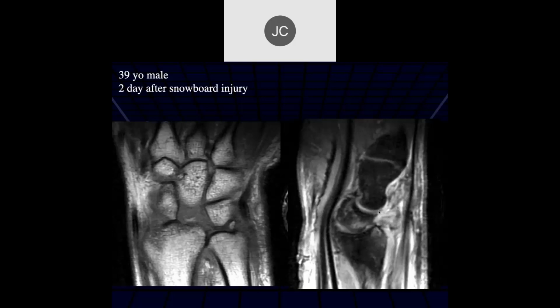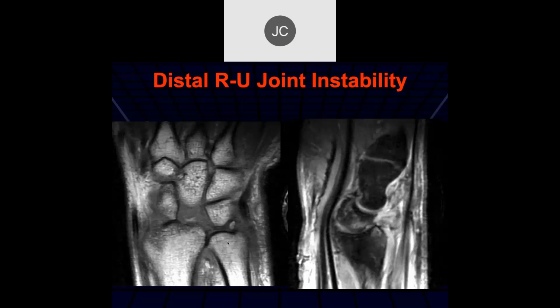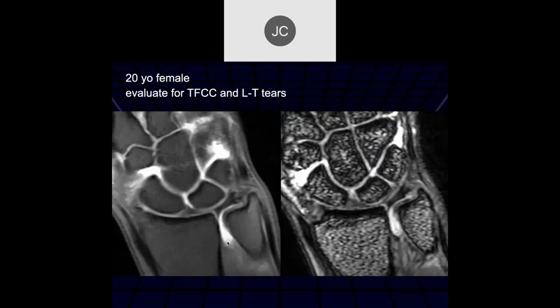So you just have to look at all the images. Obviously, there's the little ulnar styloid fracture, and then you can see distal radioulnar joint instability.